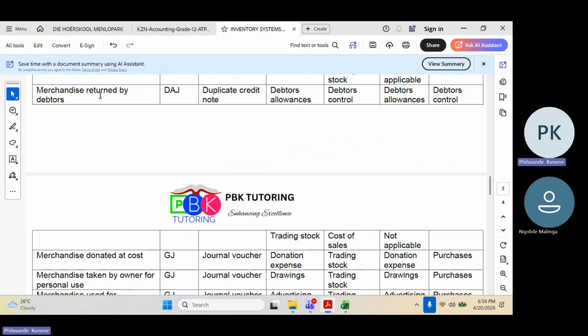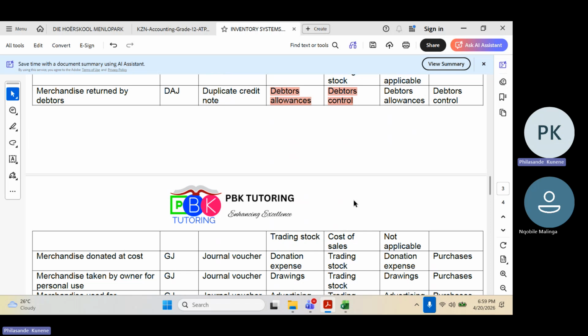Now, talking about merchandise returned by debtors. Again, if it's something about a sale transaction that affects debtors, you must know there will always be 4 lines or 4 accounts being affected. If you look here, debtors allowances debited, and then you credit debtors control. Okay, that is going to be a merchandise that was returned.